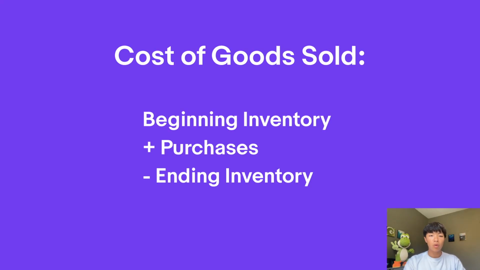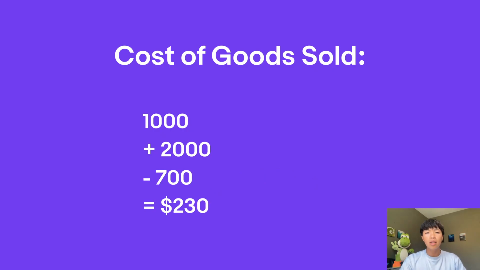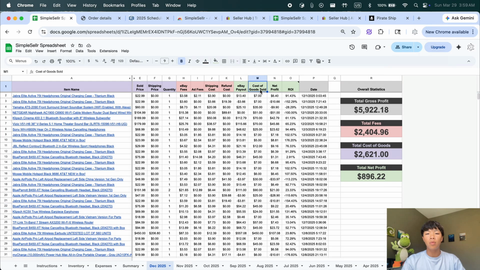So my cost of goods sold is $2,300. And this is exactly why I like tracking per item on my spreadsheet. Because when I know how much each item costs, my cost of goods isn't some mystery number or guess. It's just the total cost of whatever I have sold so far.